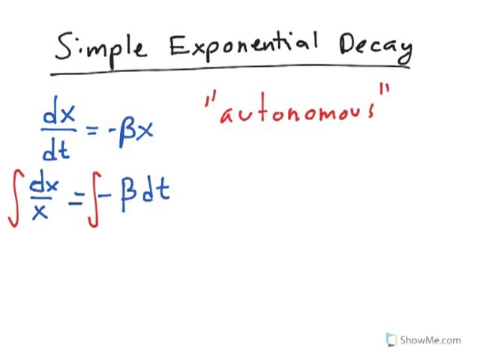So the integral of 1 over x is the ln of x. Negative beta is a constant, so that just comes out. The integral of dt is just t, so negative beta t on the right side, and because these are indefinite integrals, I'm going to have a constant of integration c. So I'll clear this and just rewrite the last sentence. So we have ln of x equals negative beta t plus c.